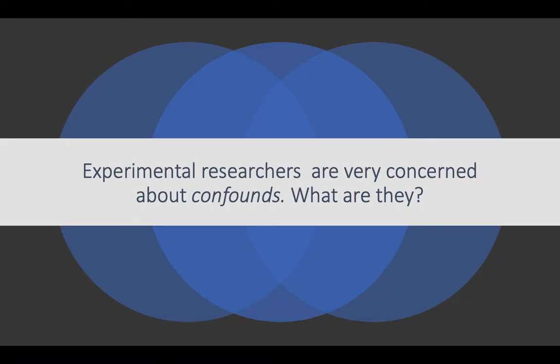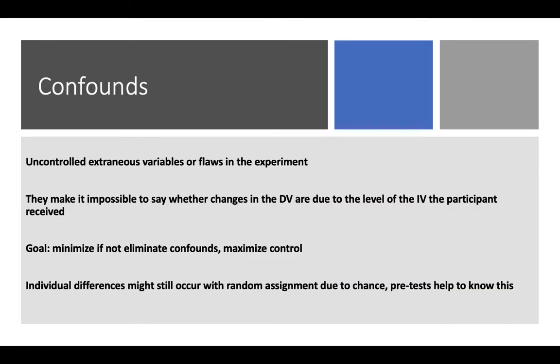Okay, so we've been talking about confounds all semester. We're going to take a final look at what they are and why they are important again. A confound is an uncontrolled extraneous variable or flaw in the experiment. Confounds make it extremely difficult to say that changes in the dependent variable are due to the level of the independent variable that the participant has received. Our goal is to minimize, if not eliminate, all confounds in our studies and maximize our control.